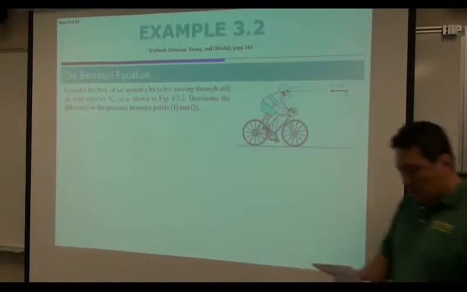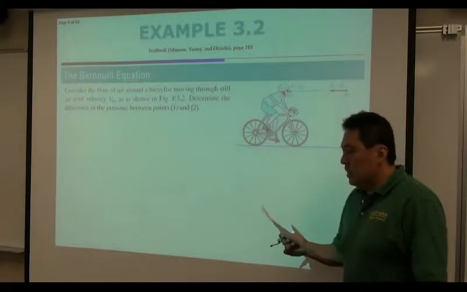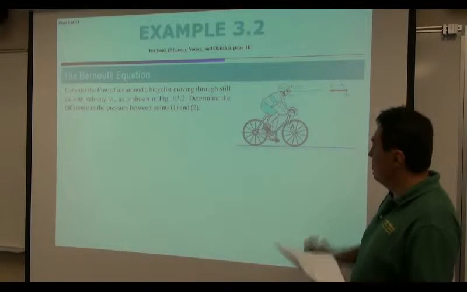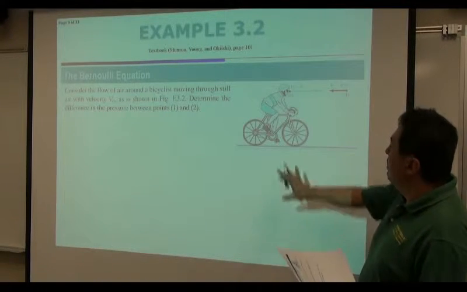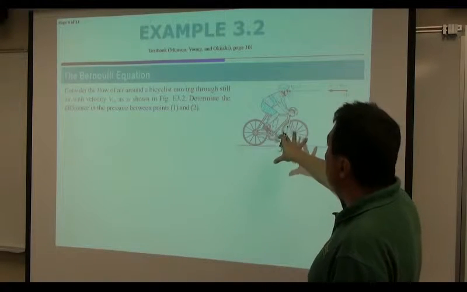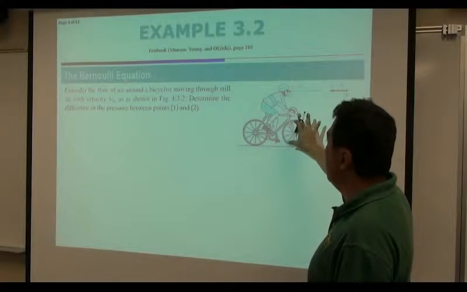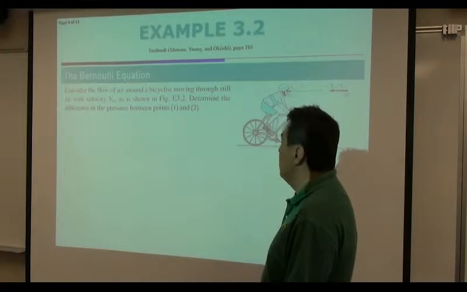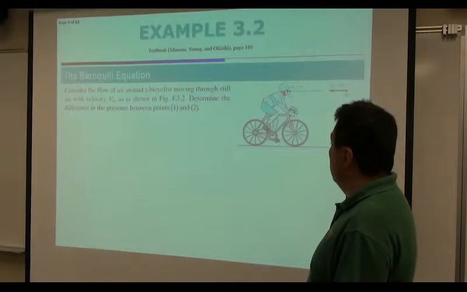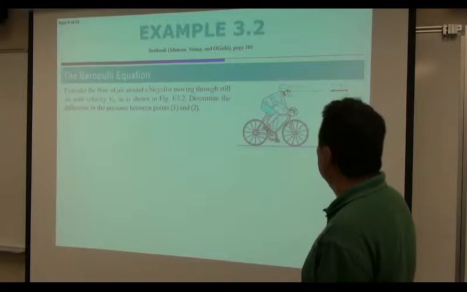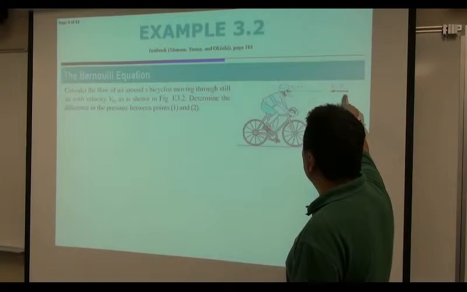All right. Let's take a look at Unit C1 example, page 9. Bernoulli's equation. So let's apply Bernoulli's equation for this particular case. Let's consider the flow of air around a bicyclist moving through still air with velocity v0. It's shown in the figure. Determine the difference in the pressure between point 1 and point 2.